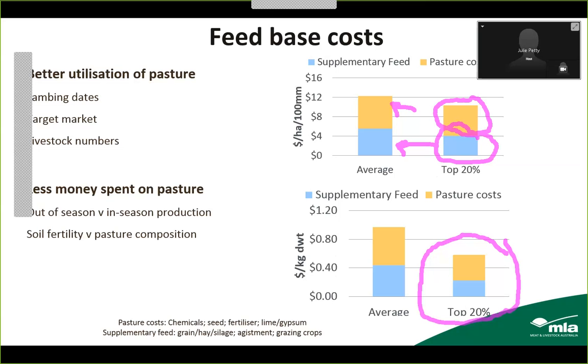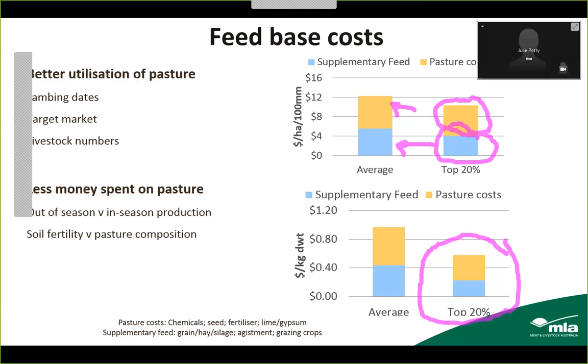And then there's the other component, which is less money spent on pasture, which is largely about that out-of-season production. There's also growing more pasture, and that's increasing soil fertility or changing the pasture composition with grazing or chemical solutions, and pasture renovation is another way that you may actually grow more pasture or higher quality pasture.